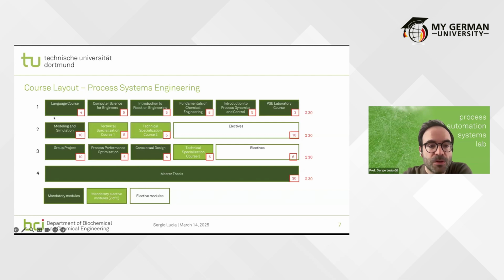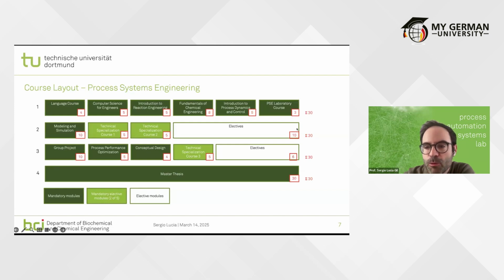Then the second year continues with modeling and simulation. This is a module that includes a lot of static simulation, dynamic modeling, and also database dynamic modeling. So we need to build models and we need to be able to simulate those models. Then you have technical specialization. So you get these light green courses. There are 3 of them along the program, and you can choose 3 out of 5 courses here.